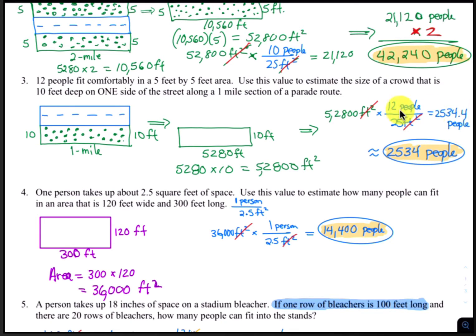2,534.4 people. And we get that by multiplying 52,800 times 12 and divide by 25. That's 2,534.4 people. But you can't have a partial number of people, or a partial person, I should say. So that means we'll just round it down, and we would have 2,534 people.